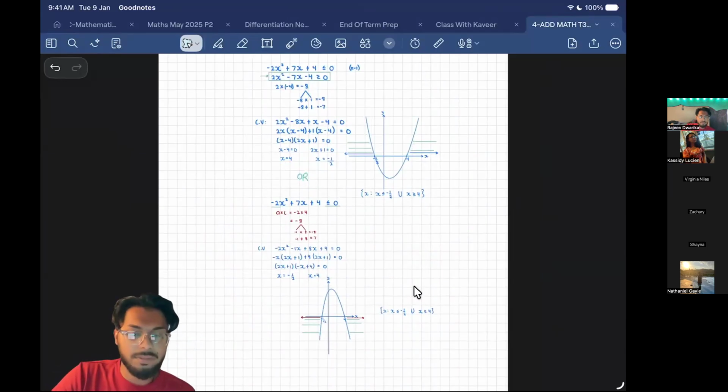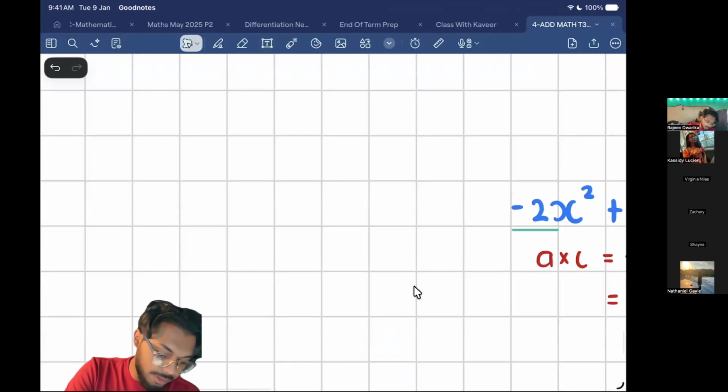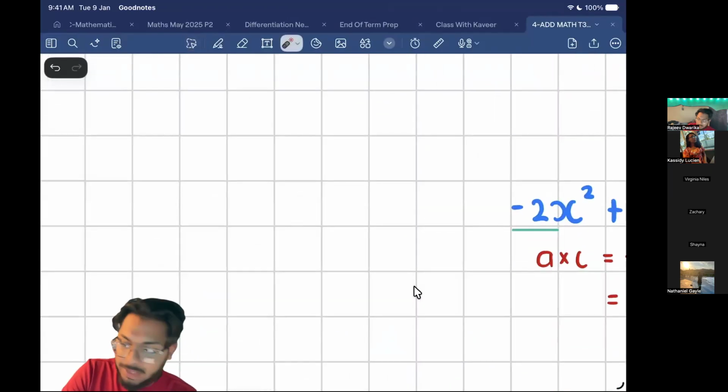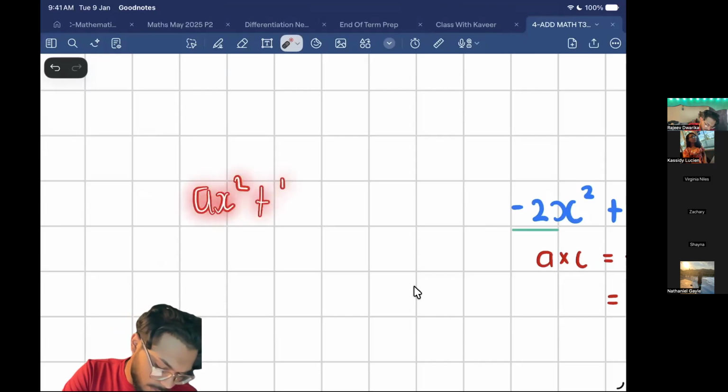Yes, Zachary, talk to me. I was wondering if we could go over showing it on the graph again. Okay, no problem. All right, so Zachary, what is the form of a quadratic? That's the first thing you have to tell me. What is the form of a quadratic? Ax squared plus bx plus c equal to 0.